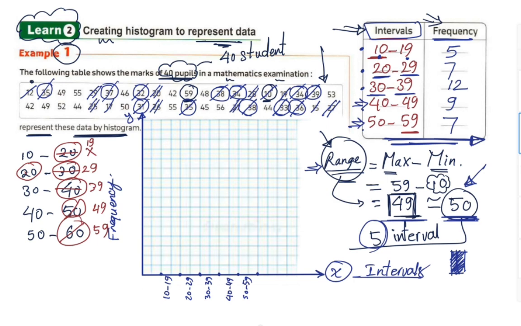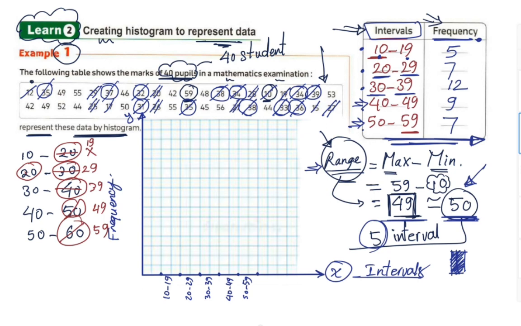Okay, go to the y-axis and draw what? Draw frequency. Now use your ruler to draw this frequency. The first interval here has frequency 5. Now start from the first point here and go to 5. Where is 5 now? We forgot to raise our frequency.